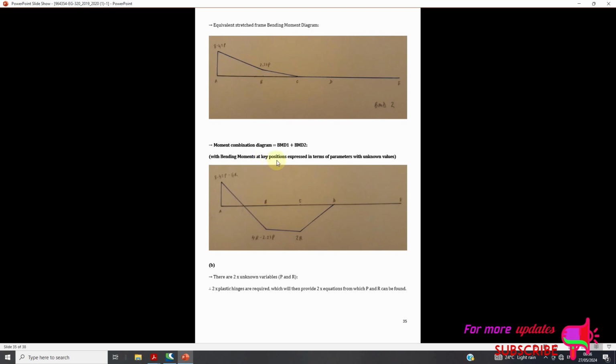Now combine diagrams BMD1 and BMD2, with the bending moment at key positions expressed in terms of parameters with unknown values, as follows. So I hope you can see, this one is the negative 8.42 and negative 2.21. Now the combination of BMD1 plus BMD2 is as follows.